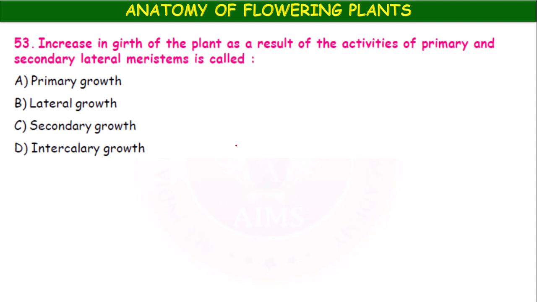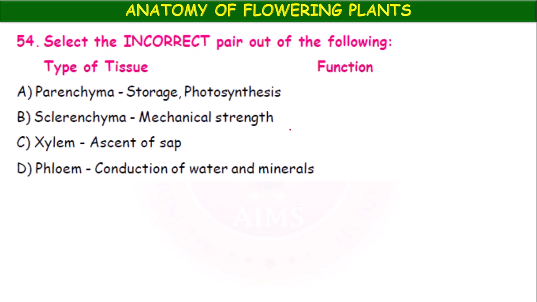Increase in the girth of the plant as a result of activities of primary and secondary lateral meristem is called primary growth, lateral growth, secondary growth, intercalary growth. Which one? Secondary growth. Secondary xylem, secondary phloem, all those things are produced in the secondary growth.